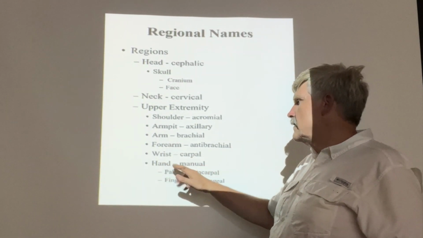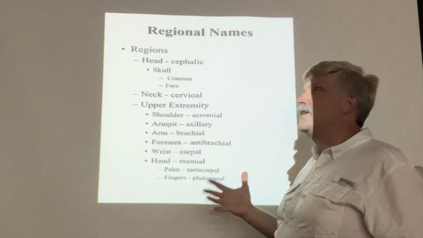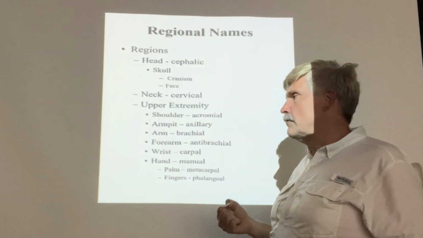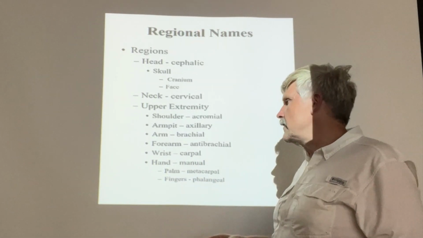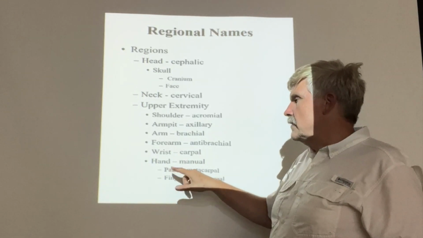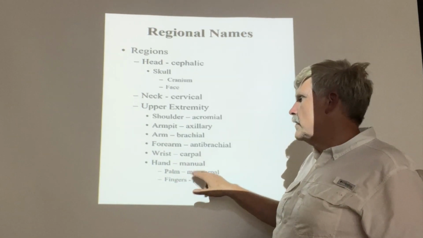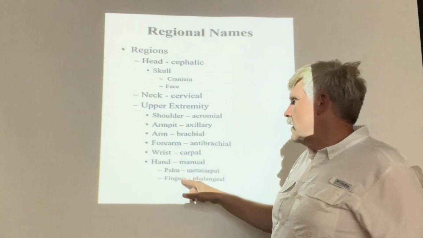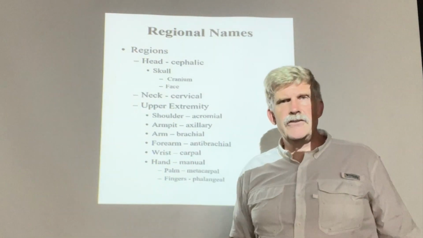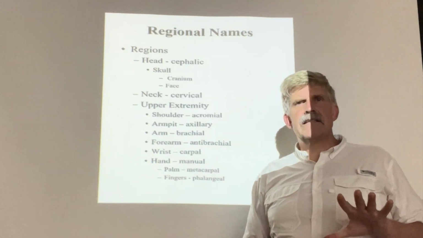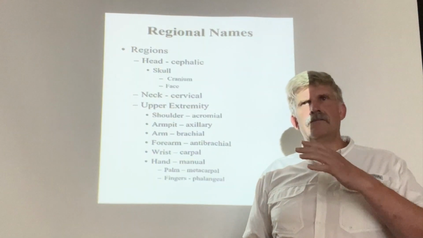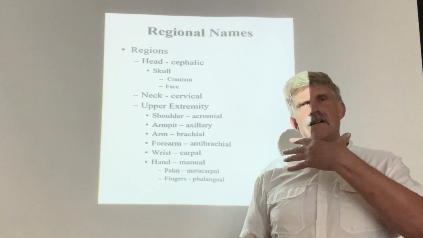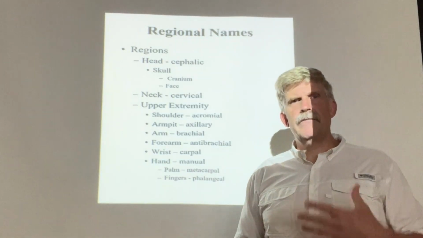The hand, it's the whole thing, it's manual, but even that is too large of a region for the number of objects that are in there. So we'll actually divide that into the metacarpal region, which we commonly refer to as the palm, and then we're going to have the fingers, which are phalangeal. So that at least gives you an idea of the regional names that are associated with the upper limb and upper body.